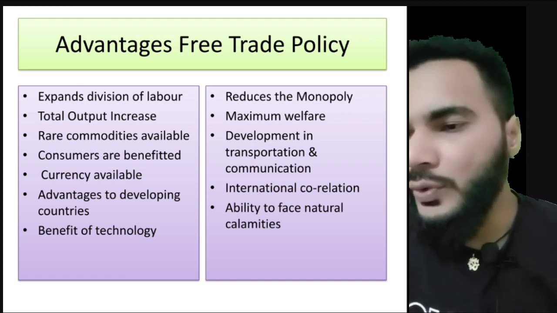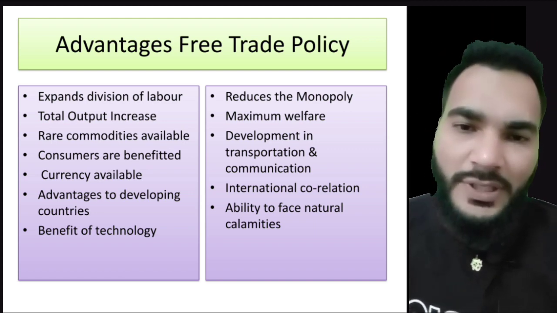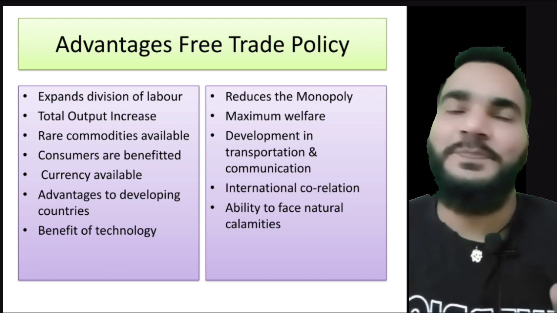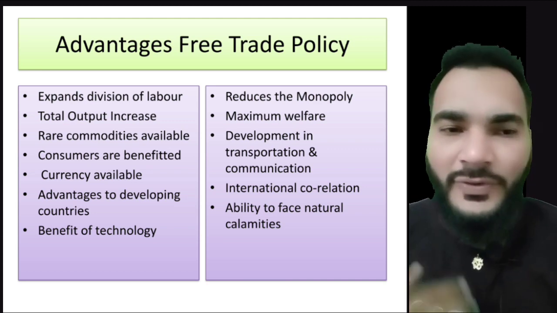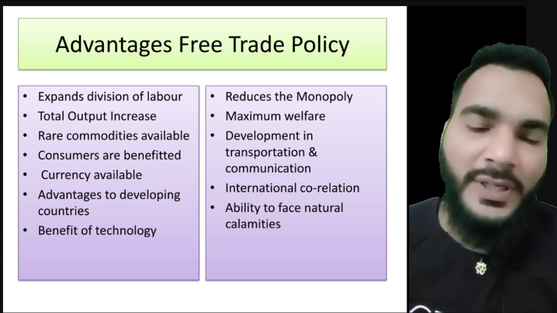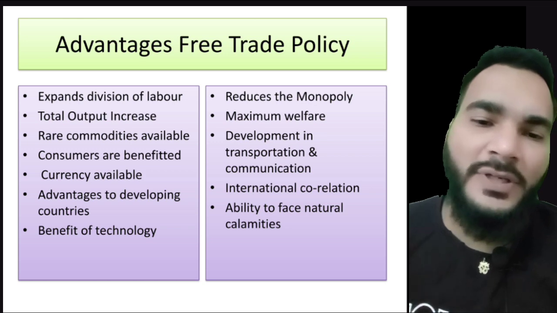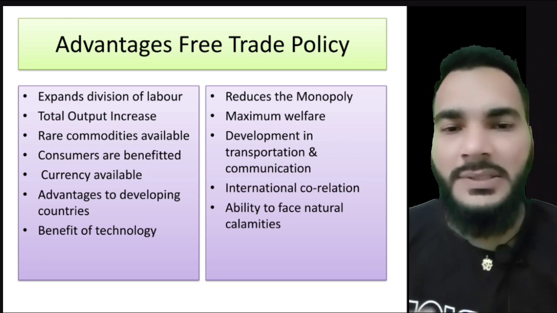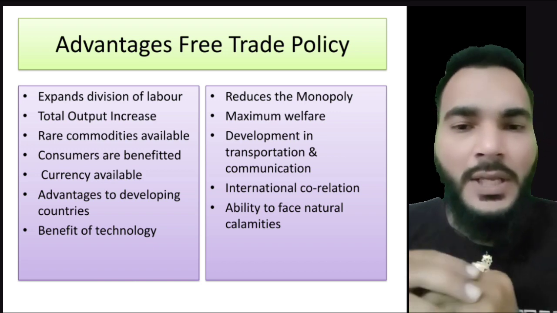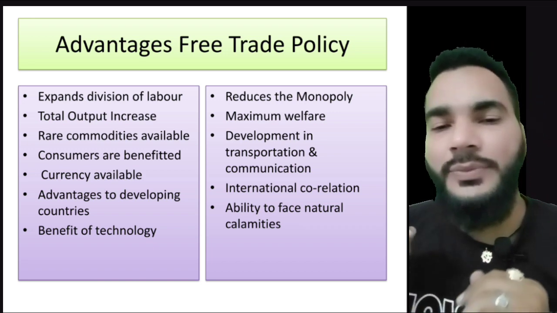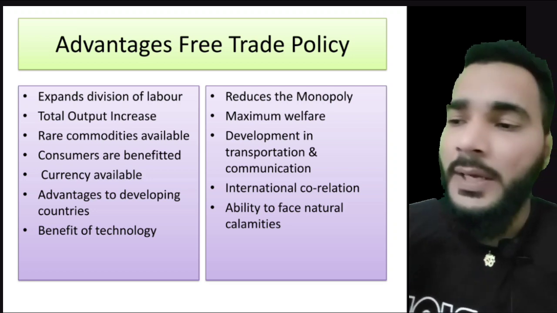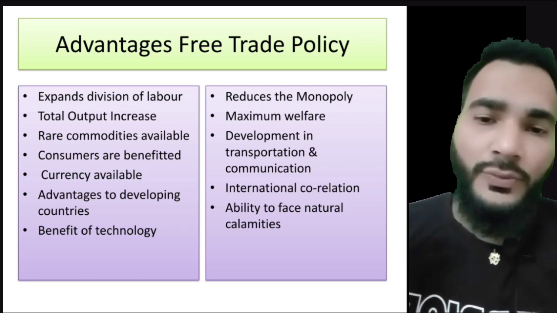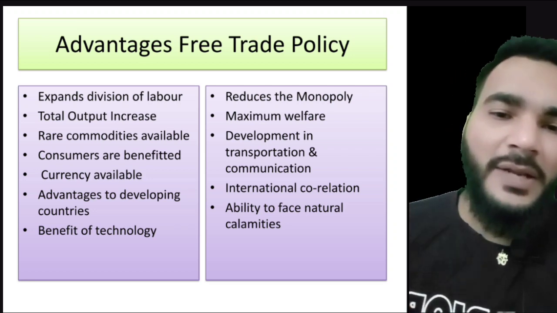Then international correlation. What actually is it? If we start selling our products to different countries and purchasing products from different countries, the relation would grow, as we maintain relations with our customers. In the same way, the relation between two countries would also benefit, and the relation would be better than before.